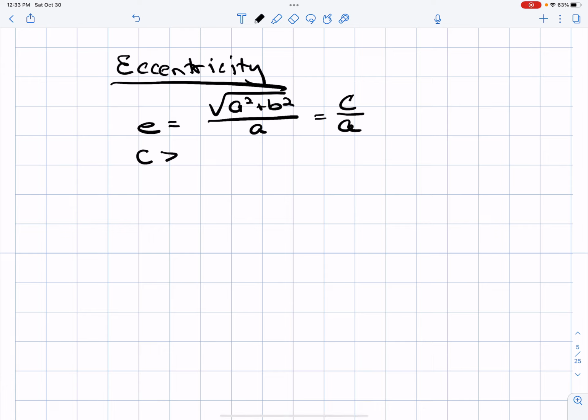And since c is greater than a, our eccentricity is going to be greater than 1. Every hyperbola has an eccentricity greater than 1. The closer to 1, the narrower the hyperbola. The further from 1, the larger the hyperbola. So like you have a situation where the hyperbola is super narrow.